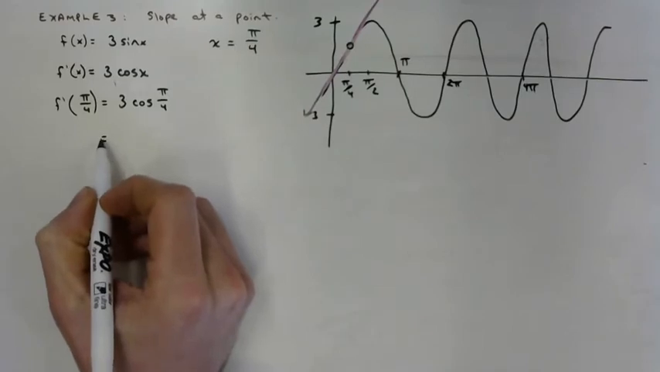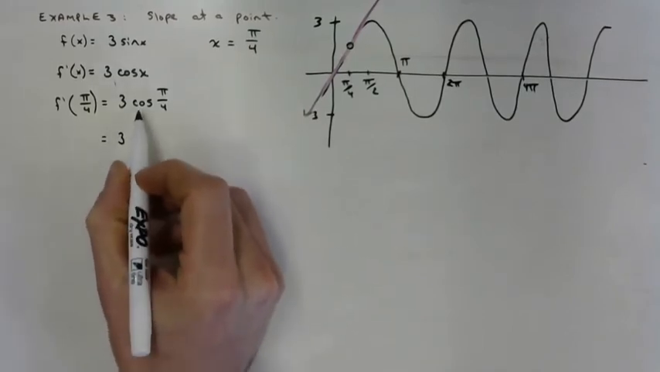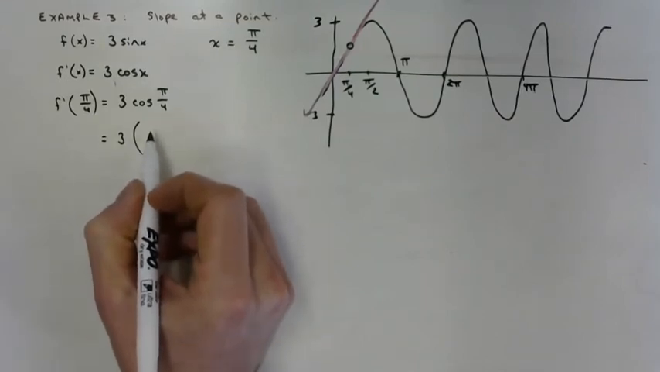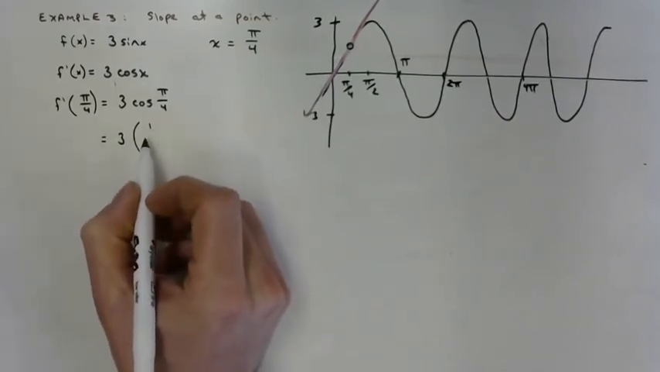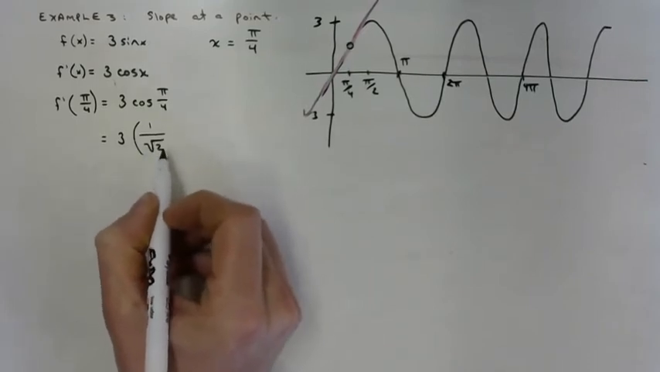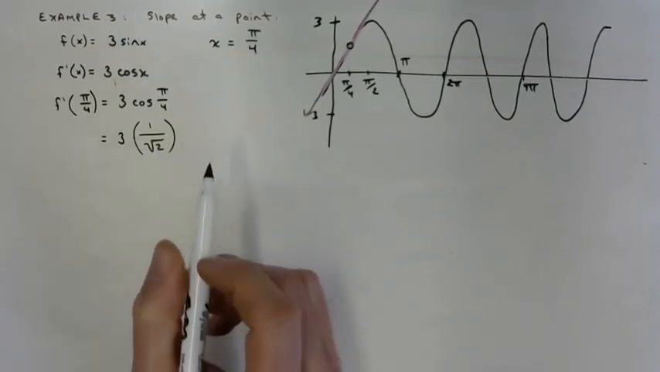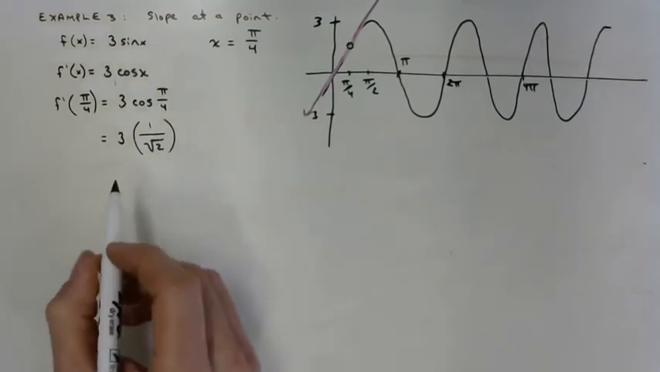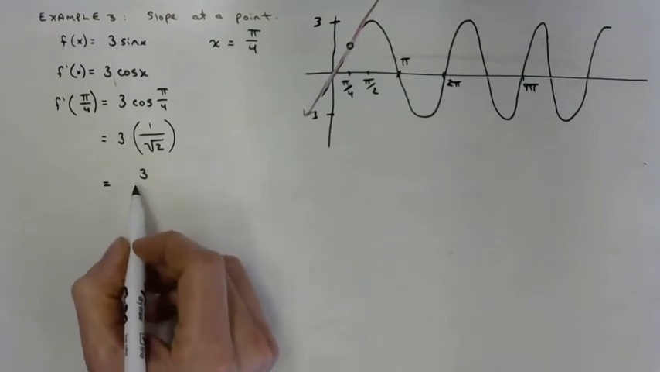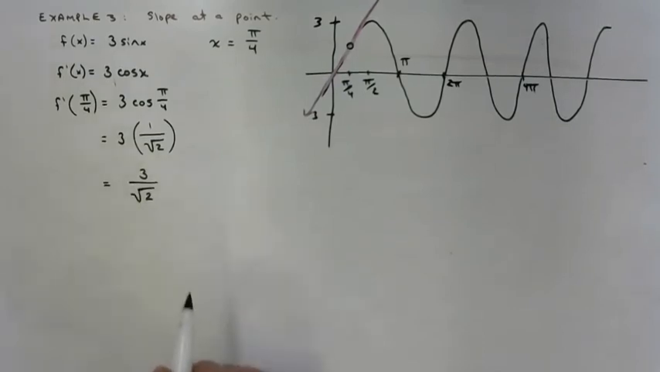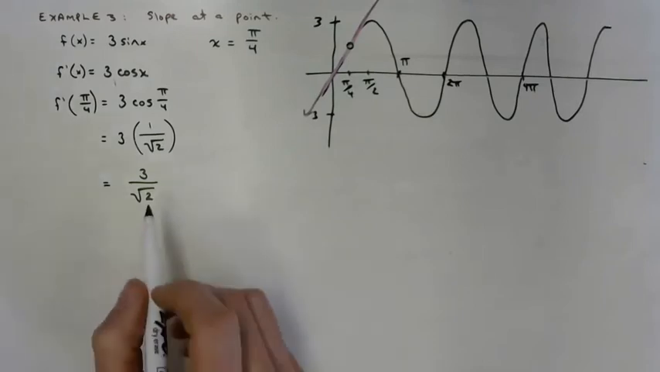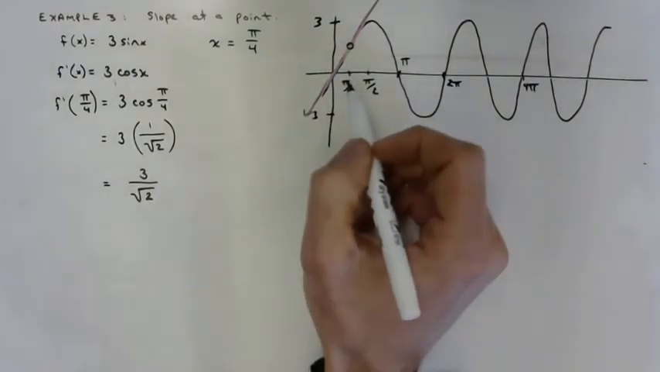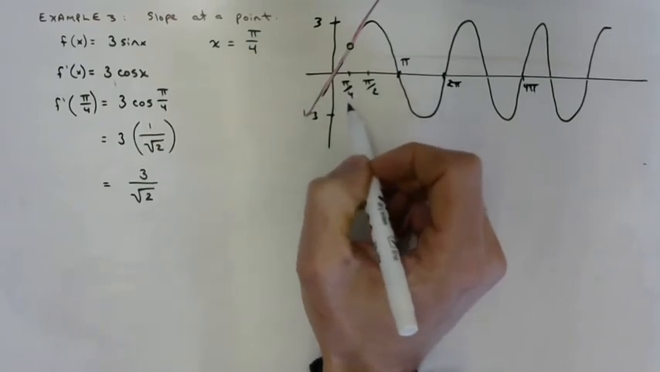Maybe I'll hand out our unit circle again. But the cosine of pi over 4, does anybody actually have it memorized? Is square root of 2 over something, I think. Yeah. 1 over square root. Okay. Yeah, square root of 2 over 2 or 1 over radical 2. And we multiply that by 3, we can simplify that to 3 over radical 2. So this is the slope of the tangent at pi over 4. Okay?